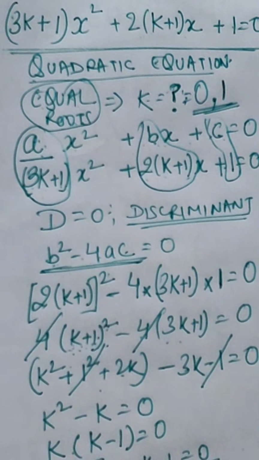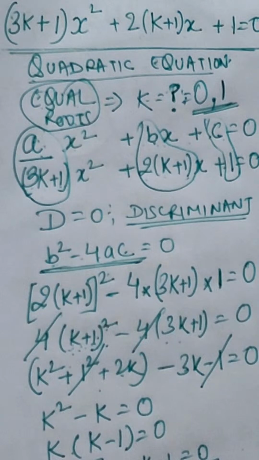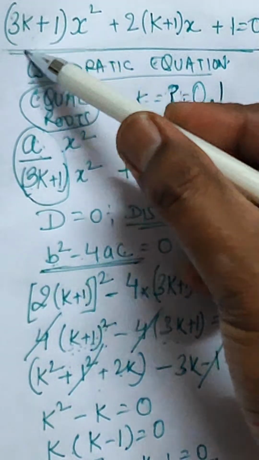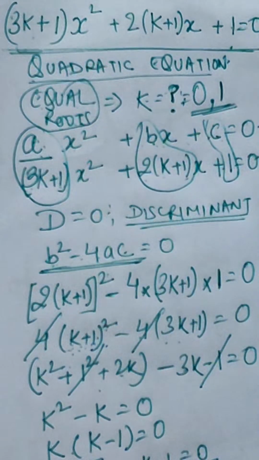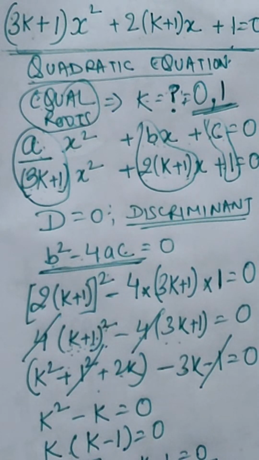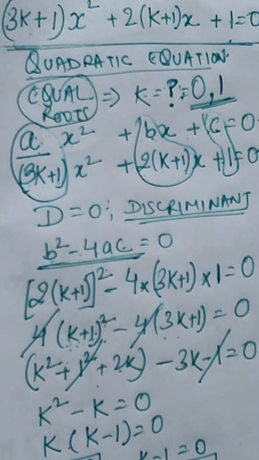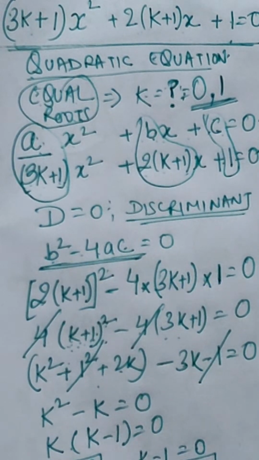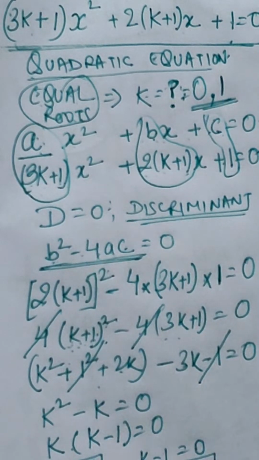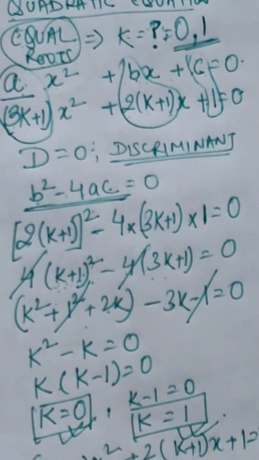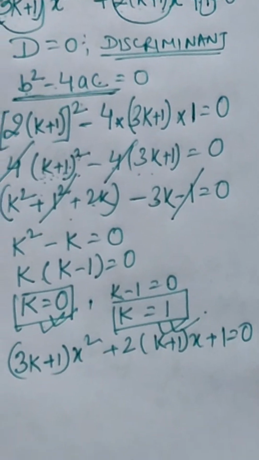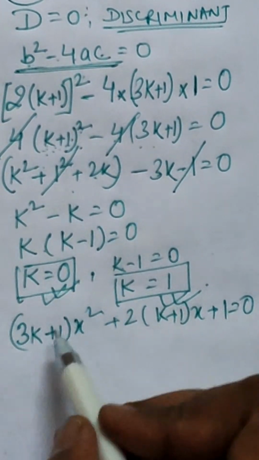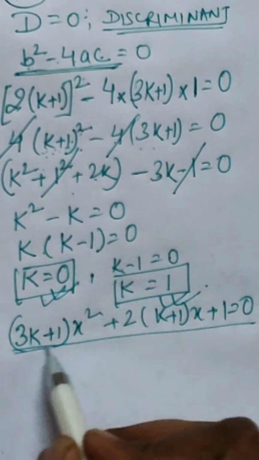It's not asked in the question, but we can find out the value of the roots. What are the roots? The standard form was 3k plus 1 times x square plus 2 times k plus 1 into x plus 1 equal to 0. I have just written it again. This is the quadratic equation which was given to you.